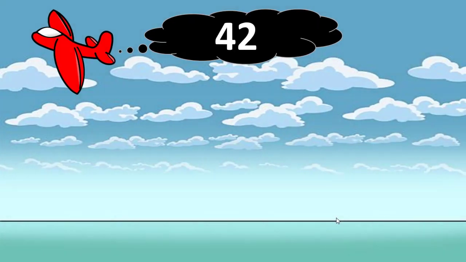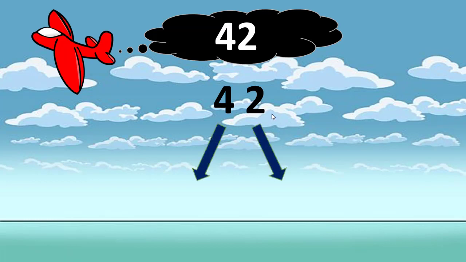Our next number is 42. We will write it as 42. That makes 42. And if we write its number name it will be FORTY TWO, 42. We will repeat it: FORTY TWO, 42.